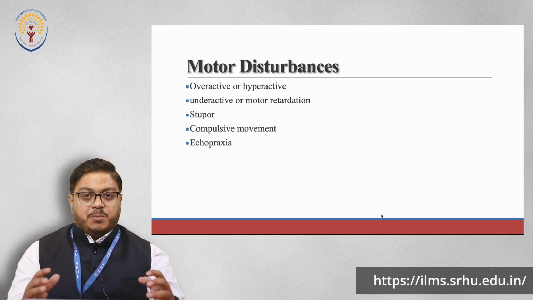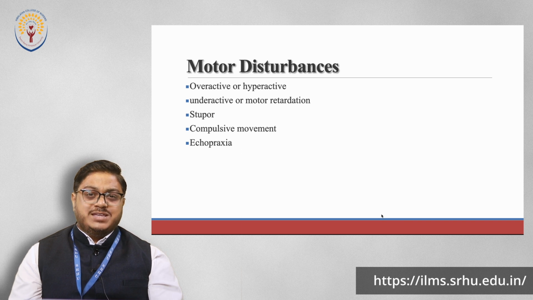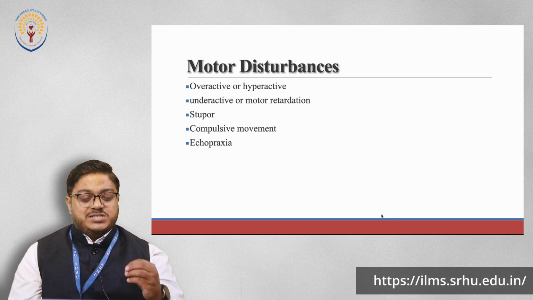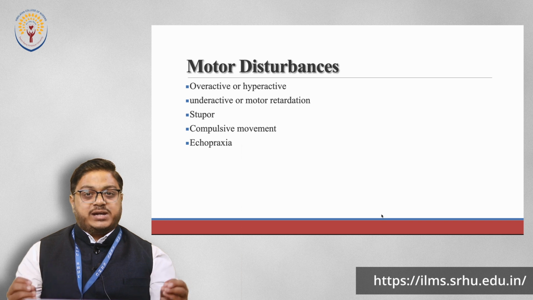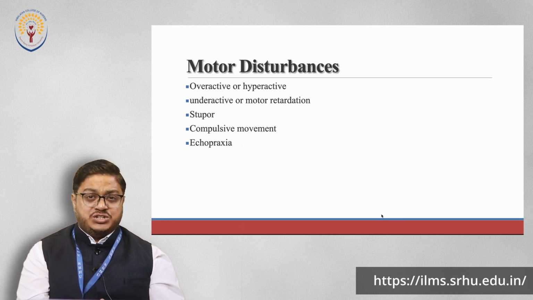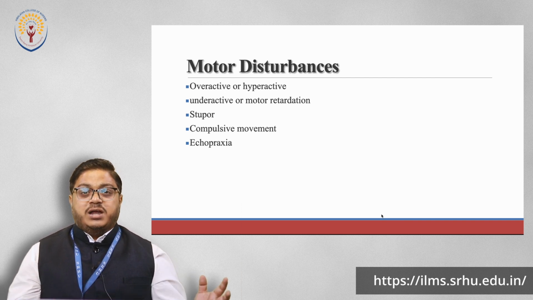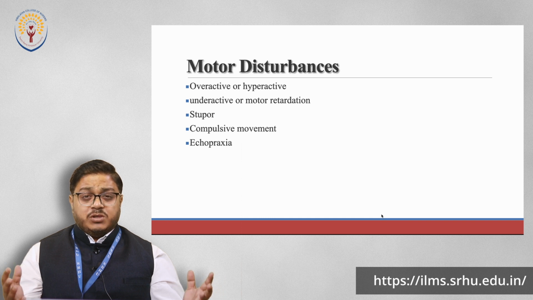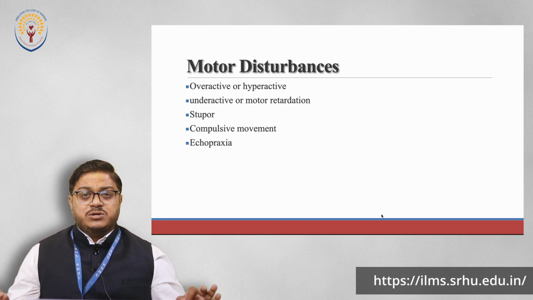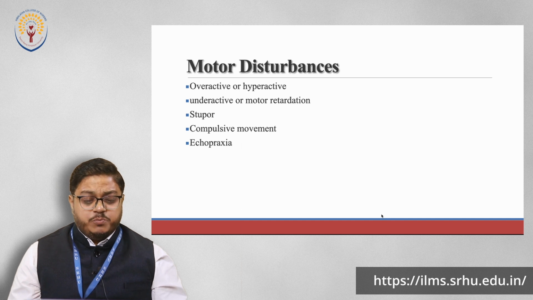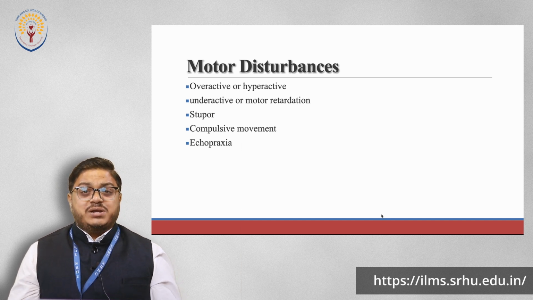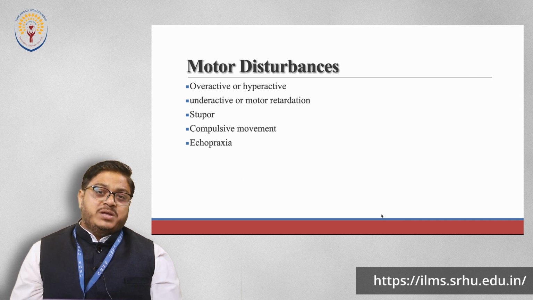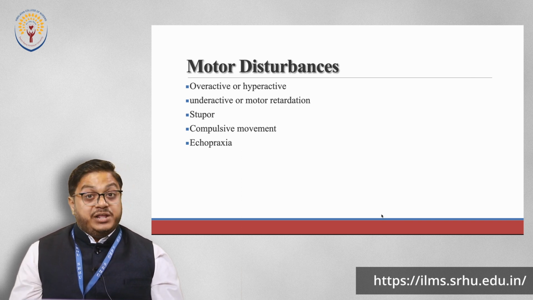So this is about motor disturbances. What do we assess in motor disturbance? We see the overall psychomotor activity of the individual. We are seeing whether the person is agitated, whether the person is able to sit in one place or is not moving at all, having absolutely zero movements, which is called stupor, or whether the patient is exhibiting some types of stereotype or compulsive movements where any one part of the body will be moving continuously.